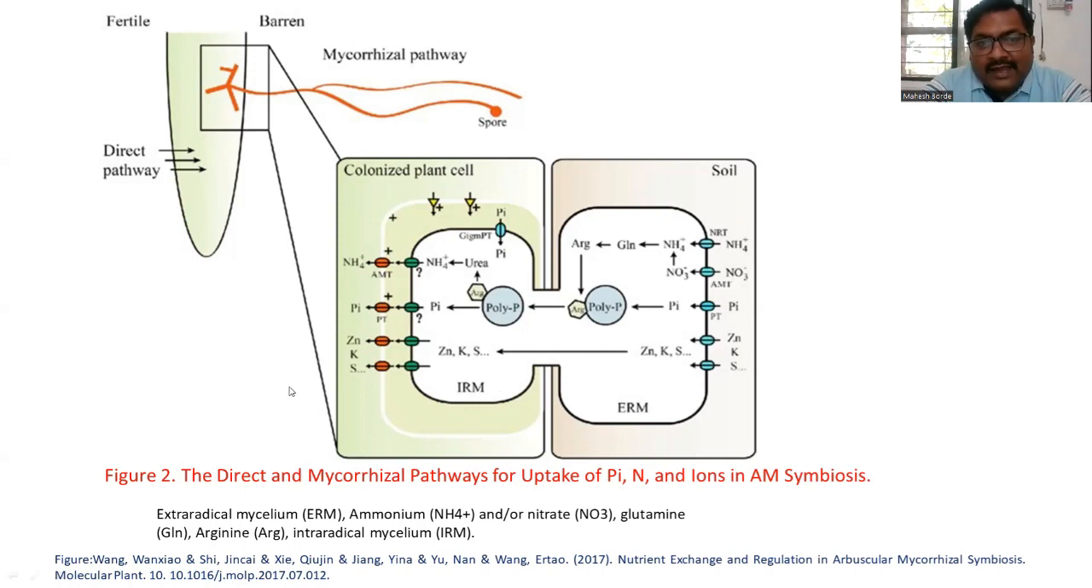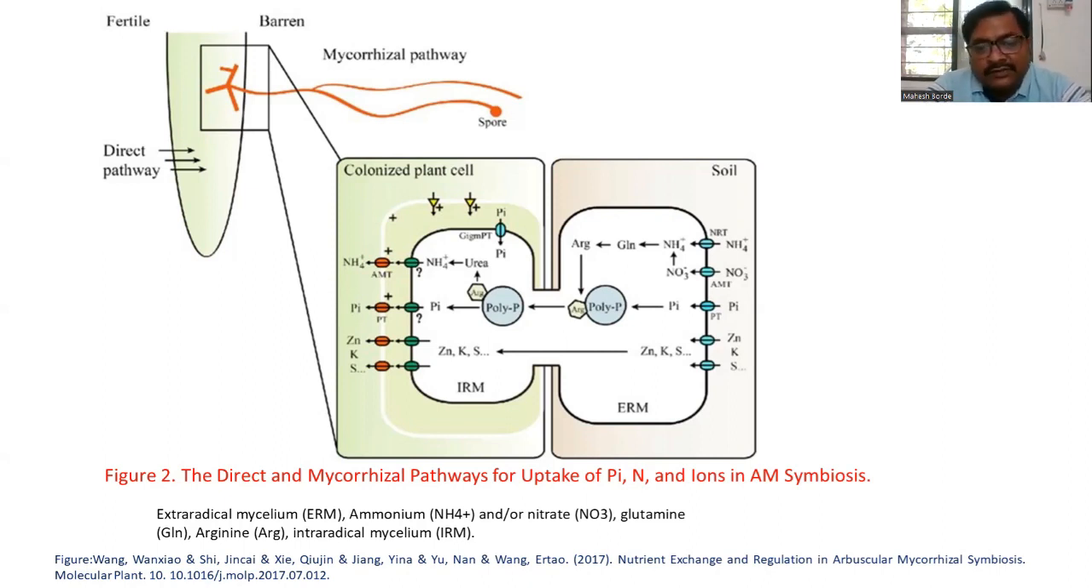And then there are some transporters present on the cell wall of the internal mycelium. They transport the ammonia, inorganic phosphate, zinc, potassium and sulfate from the fungus to the plant. So in this way, a give and take mechanism takes place. The fungus takes a carbon source for its growth, and the fungus gives nutrients to the plant. And this type of association, we can call a symbiotic association.